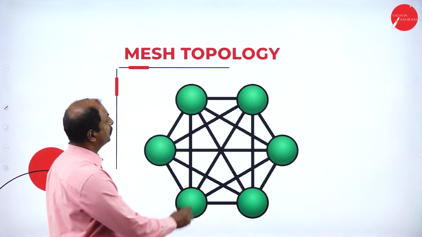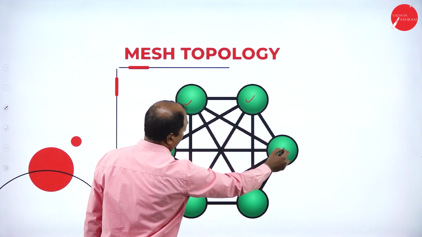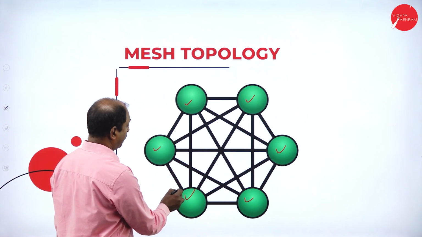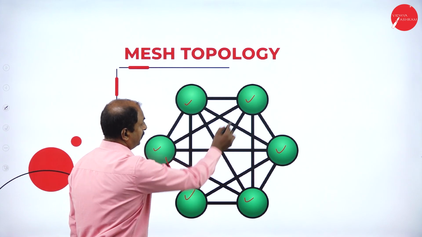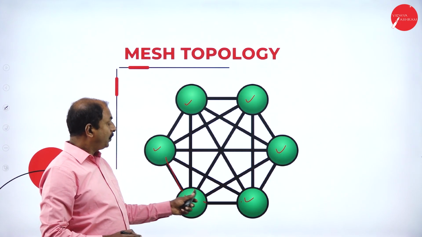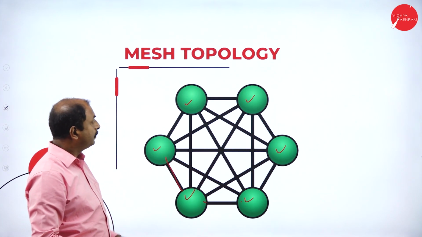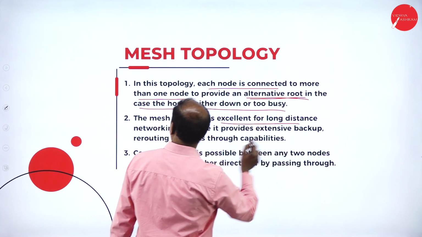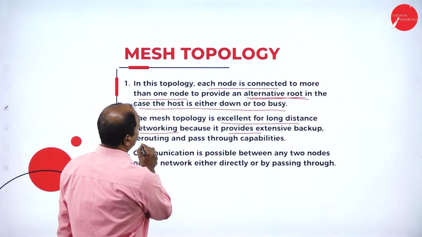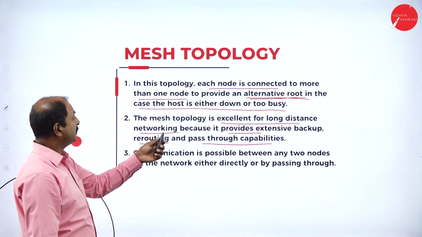Look at the diagram here. All these are different computer nodes. And here each node is connected to almost all the nodes. If you look into this, this is connected to this node, and this is connected to this node. In that way, each node will be connected to all different nodes. It forms a mesh topology, and the mesh topology is excellent for long distance networking because it provides extensive backup and rerouting and pass-through capabilities. So these are advantages for long distance communication.